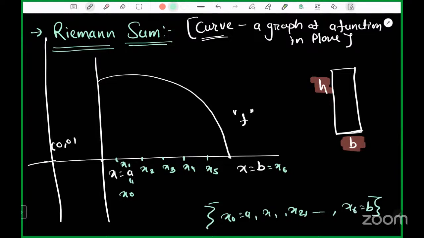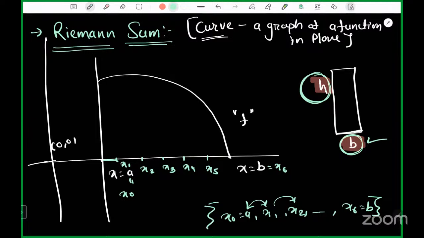The reason I'm doing this is that I can take control of b. So we can take the breadth of each rectangle to be the distance between each pair of points. That means the breadth of the first rectangle will be x1 minus a. The breadth of the second rectangle will be x2 minus x1. So whatever values we have over the x-axis, these differences can be considered as the breadths of our rectangles. Now we have fixed the value of b. Now let's talk about what we can take as the height of each rectangle.